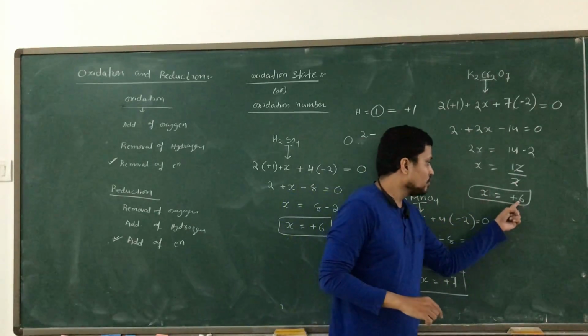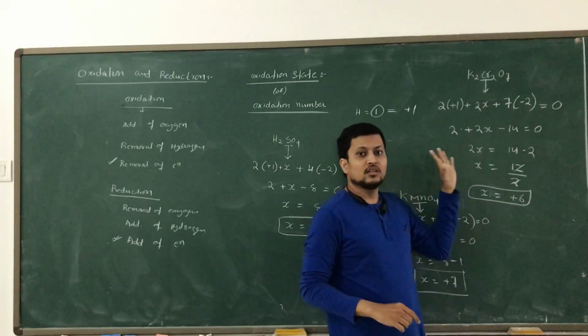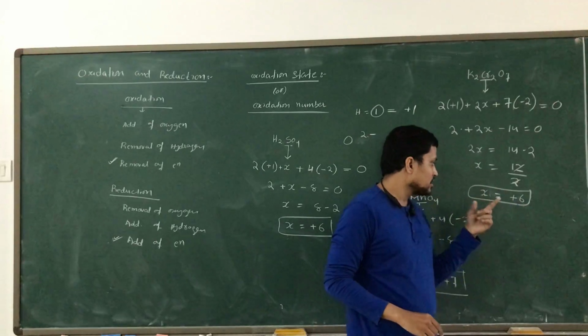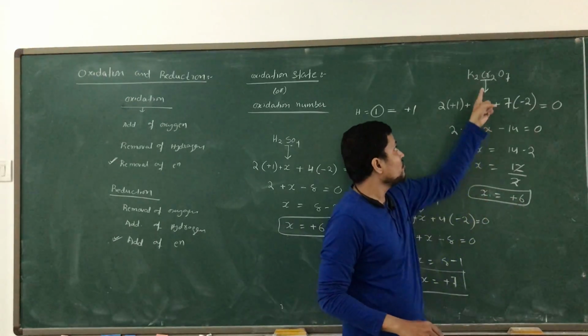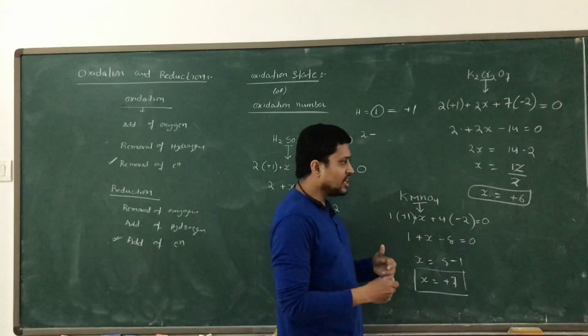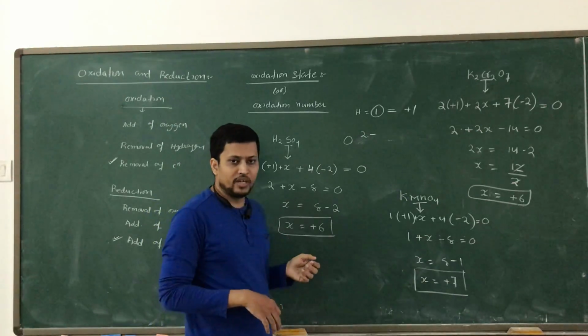This is the oxidation state of 1 chromium. Plus 6 is nothing but for 1 chromium, because we are getting x, not 2x. If I go for 2x, it is plus 12. But here we got plus 6, which means x, that is nothing but for 1 chromium. So for each and every compound, we can find the oxidation state by using this mathematical method.